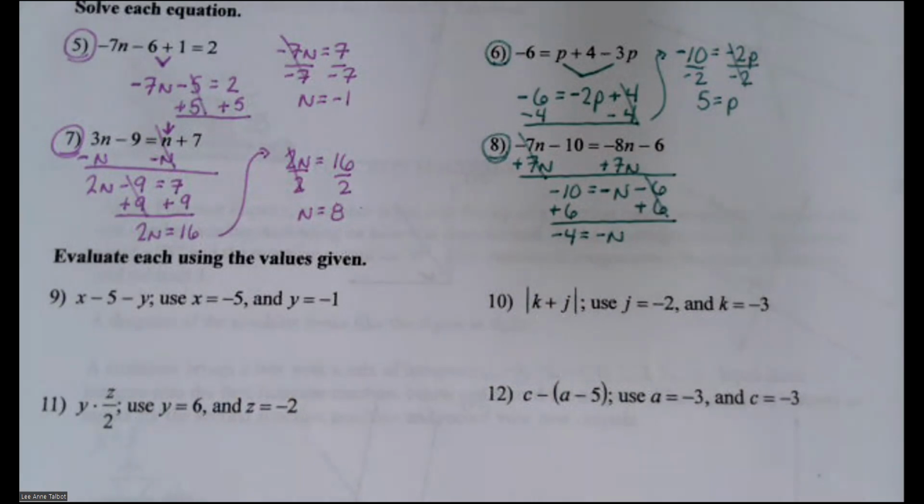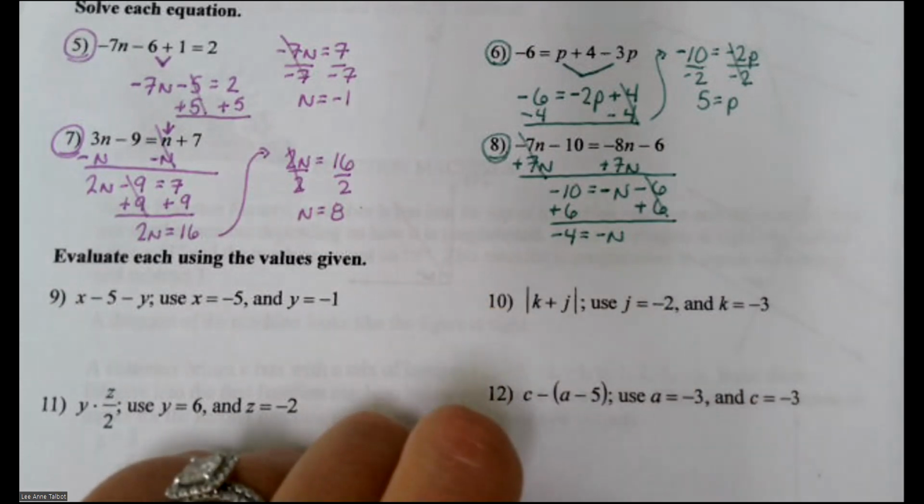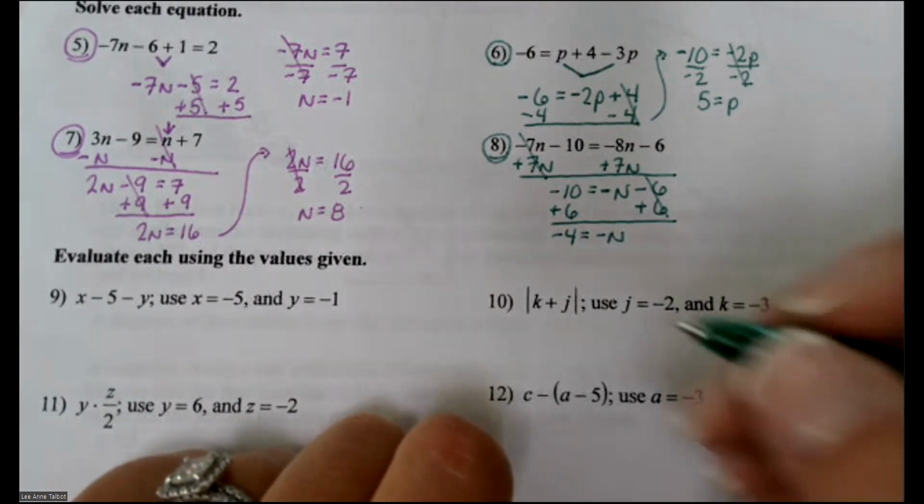Okay. Now, what do you do in this situation? Well, it's almost by itself. It's -n. So I have to do one more little thing. Now, you can probably recognize, most of you, that you could just get rid of the negatives on both. But what do you guys usually do? Yeah, divide by -1 on both sides.